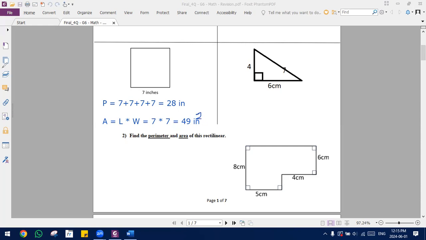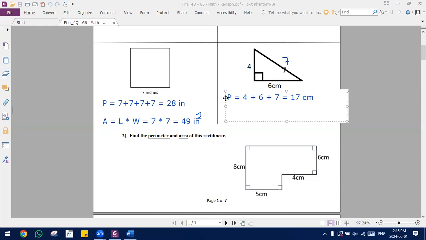Then we have a triangle. We need to add all the sides. Here there's 7, maybe if you can't see it. First of all, for the perimeter, we add all the sides. So it's 4 plus 6 plus 7, which is equal to 17 centimeters.